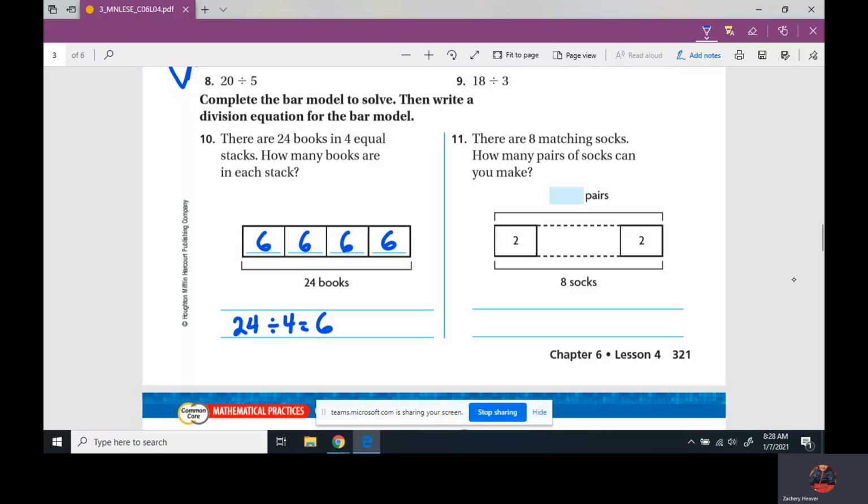I can't have a 6 here, a 4 here, a 5, because they are in equal stacks. It's kind of like a puzzle. If you can't find what the number is to make it all equal, then it's not right.